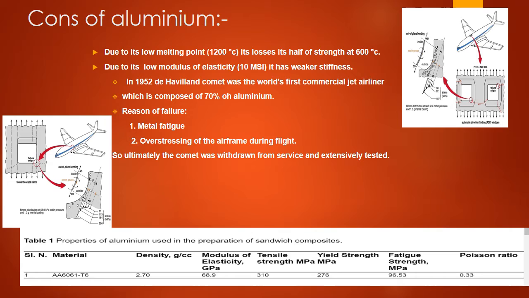In 1952, the de Havilland Comet was the first jet airliner, composed of 70% aluminium, but this plane crashed due to certain reasons. One, metal fatigue, and second, overstressing on the airframe during flight. From the figure, we can see that fatigue cracking was found, which originated from the aft lower corner of the forward escape hatch and also from the right-hand aft corner of the windows, which resulted in the plane being ripped apart and crashing. Ultimately, the Comet was withdrawn from service.